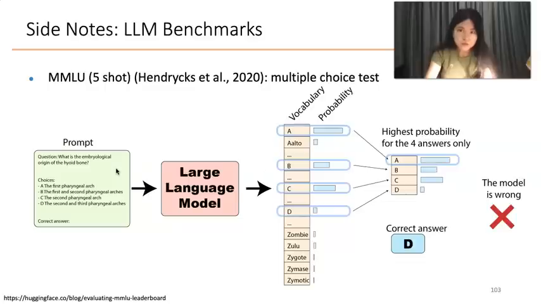So just a little side note on the LLM benchmarks. MMLU is a multiple choice test set featuring test prompts of a question followed by 4 choices and the trigger prompt for the correct answer. You prompt your language model with this test prompt, and you get your answer, and you compute your accuracy against the ground truth answers.